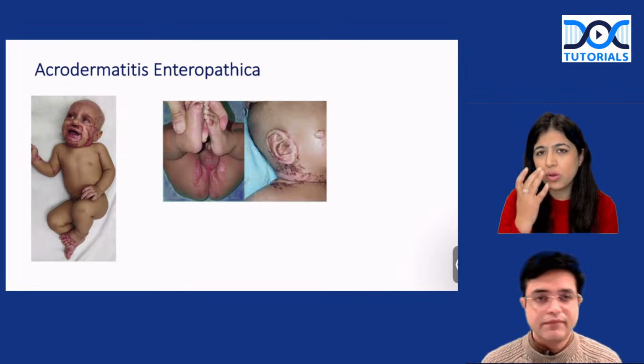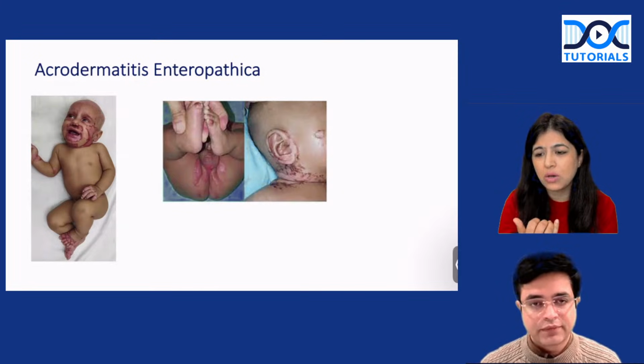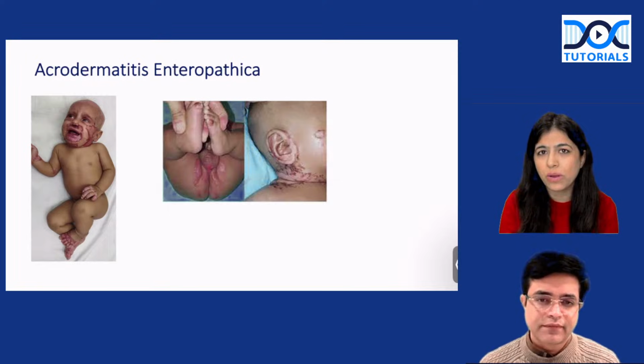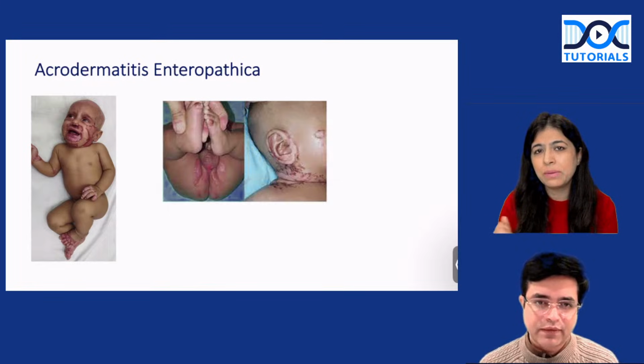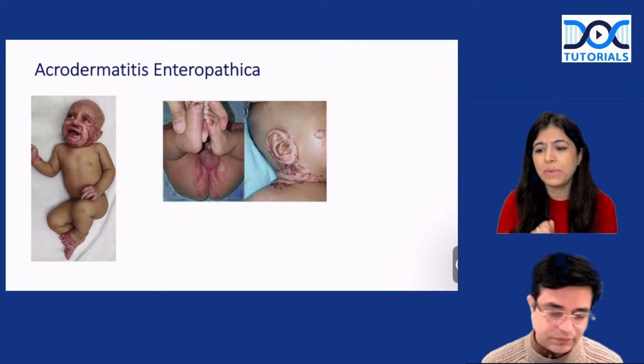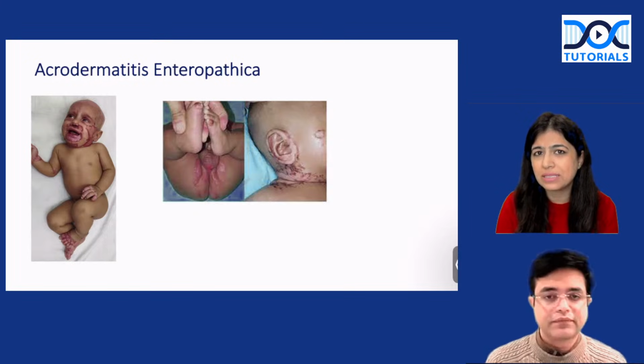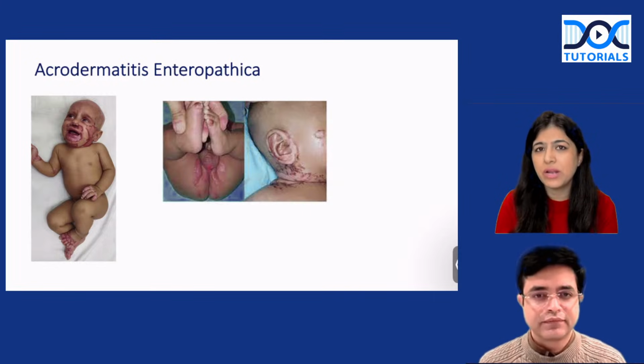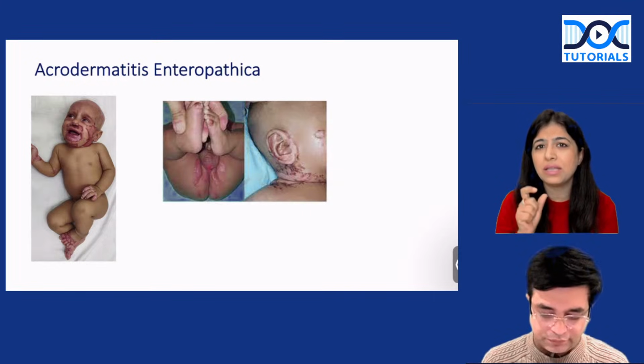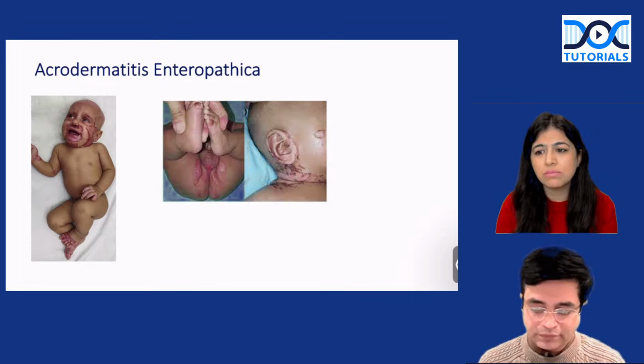Now coming to the skin manifestations, they are generally periorificial. So you would see a rash on the face, around the nose and the mouth. You would see it in the groin and in the perianal area. So it would be a periorificial rash. For some children, it may also be present on hands and feet. The typical rash that you see is actually an erosive rash. That is the term that you have to remember.